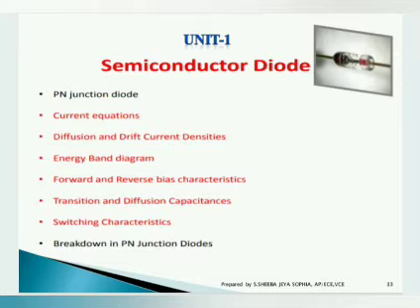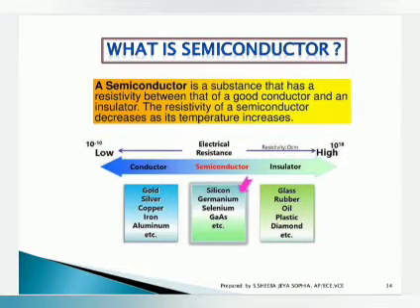Before going to the PN junction diode, let us get some knowledge of the materials we are using in the PN junction diode. It is nothing but a semiconductor. I keep mentioning semiconductor, but what does this semiconductor really mean? A semiconductor is a substance that has a resistivity between a conductor and an insulator. We have heard these terms, conductor and insulator, many times in physics.